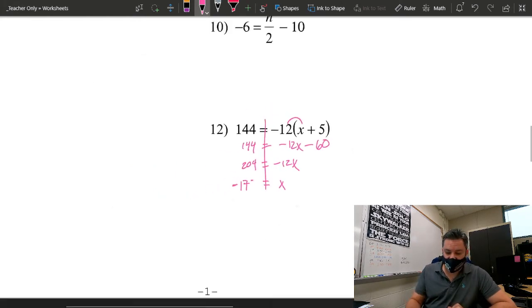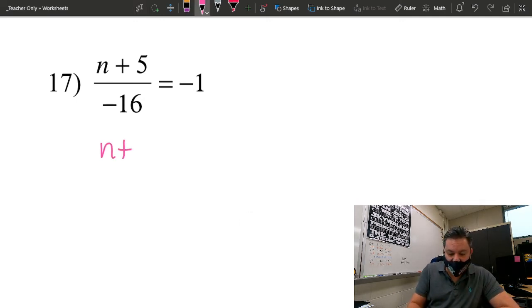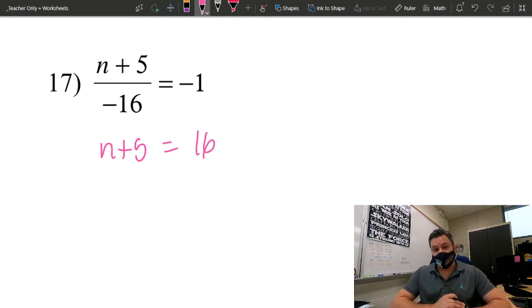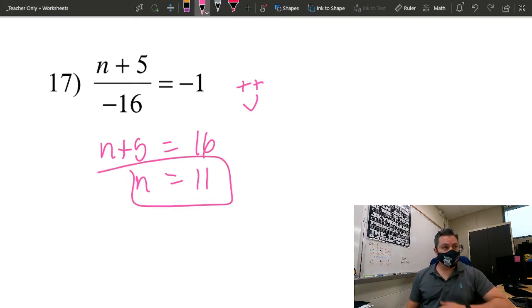Number 17. This is a little bit more tricky because now we have a fraction with a group on top. So the first thing that we have to get rid of is that negative 16. However, that thing is dividing. So the opposite of division is multiply. So I gotta multiply by negative 16. So this side, I have n plus 5 left. 16 times 1 is 16. Both of them are negative. My answer is positive. Same signs. Happy, right? Now, super simple. Subtract 5. N equals 11. That's my answer. That fast.